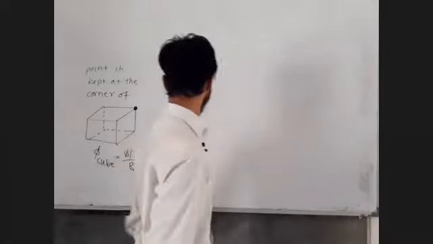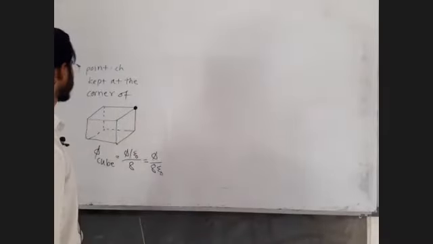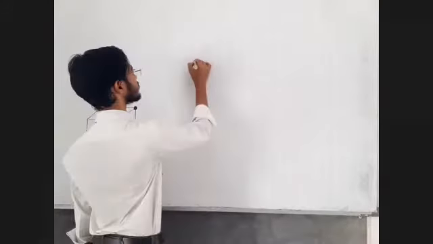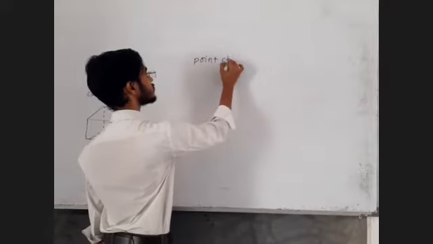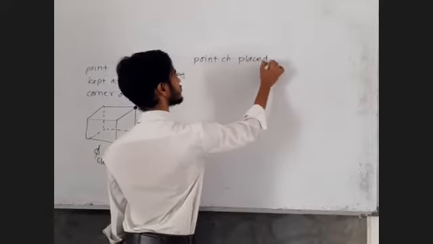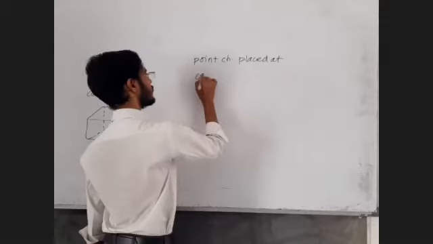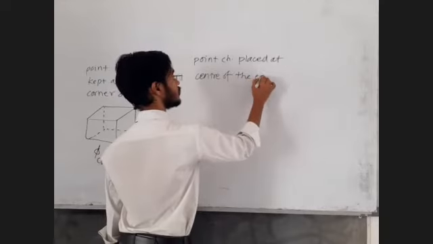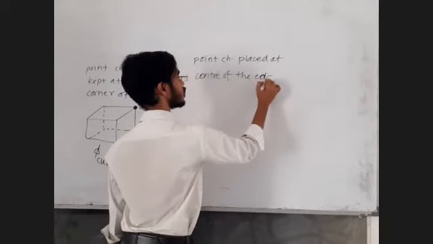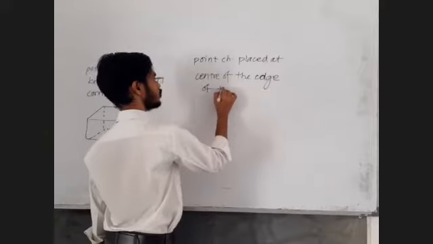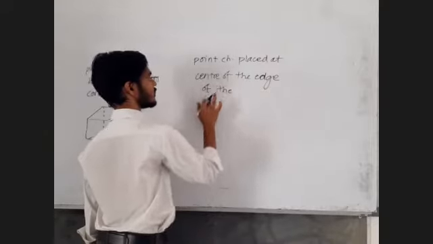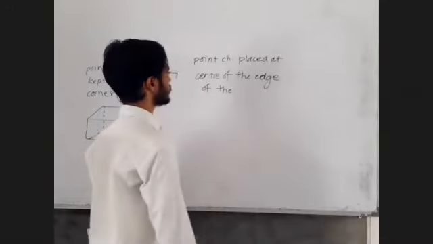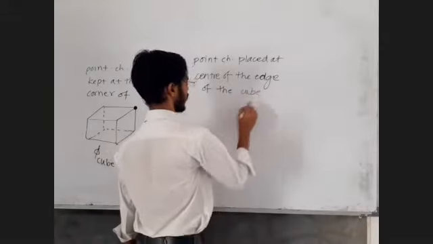Fine. Next, point charge kept at the center of the edge. Point charge placed at the center of the edge, not the center of the cube, but the center of the edge of the cube. Just imagine how many cubes are required so as to enclose that charge symmetrically. Center of the edge of the cube.